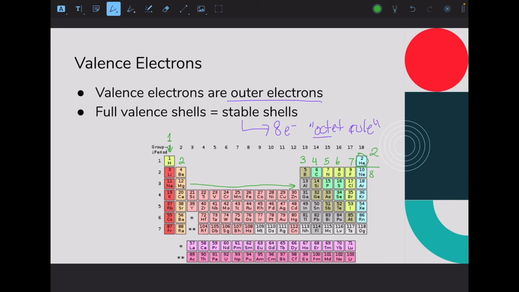So if I asked you how many valence electrons germanium had, you would be able to just count over 1, 2, skip a few, 3, 4. Germanium has 4 valence electrons. That's all you got to do to find valence electrons is just count.